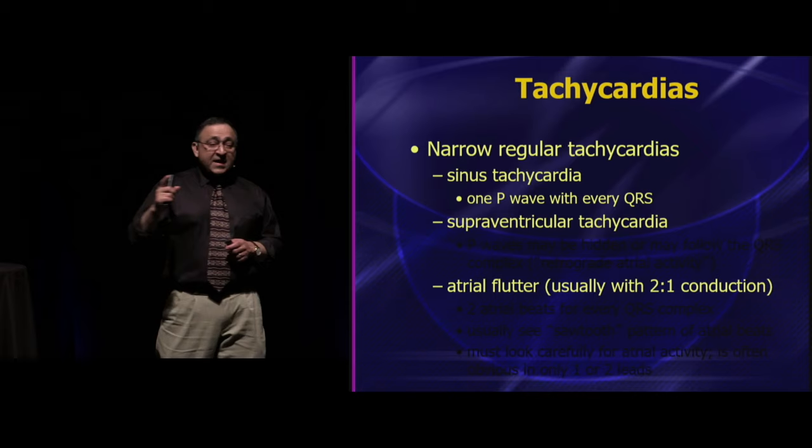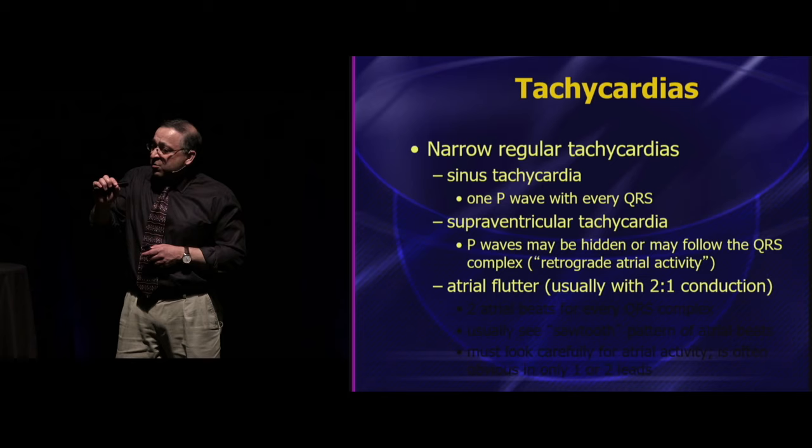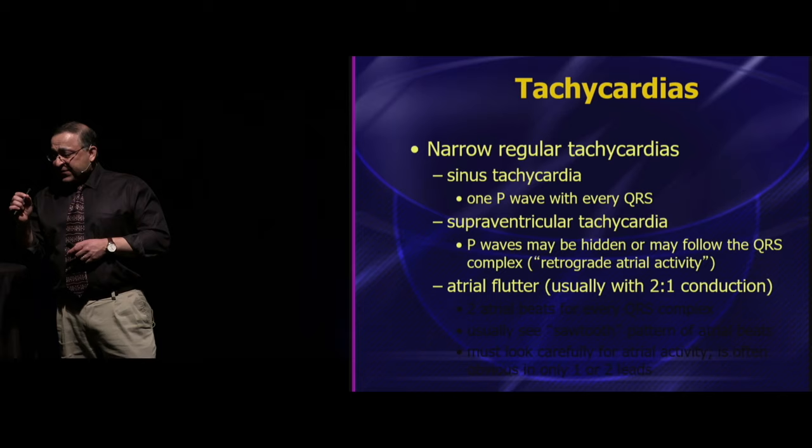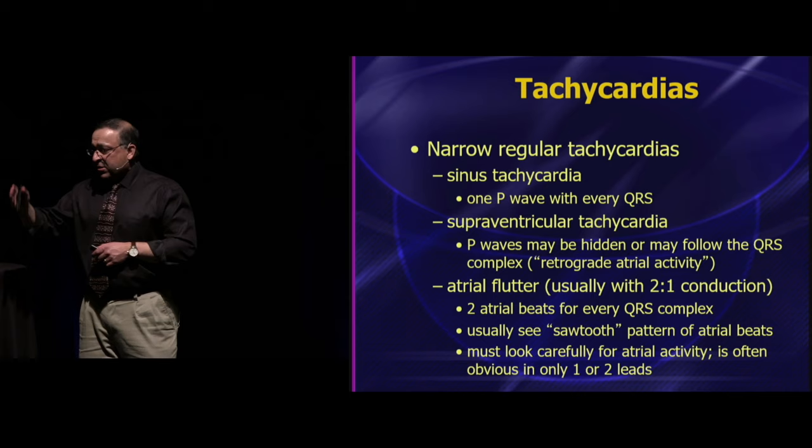With SVT, you often don't see P waves because they are often buried inside the QRS, although sometimes they pop out right after the QRS. Remember what we said about junctional rhythms? If it's a junctional SVT, you'll see a P wave pop out right after the QRS. And then with flutter, you see two P waves for every QRS, PPQRS, PPQRS, PPQRS, and so on.